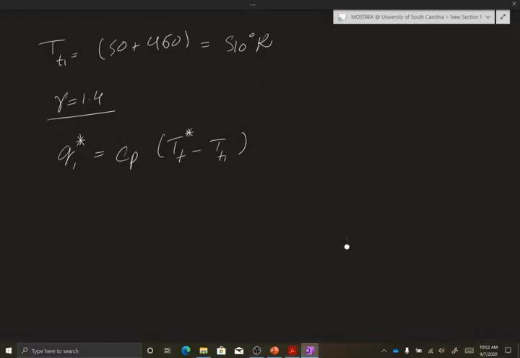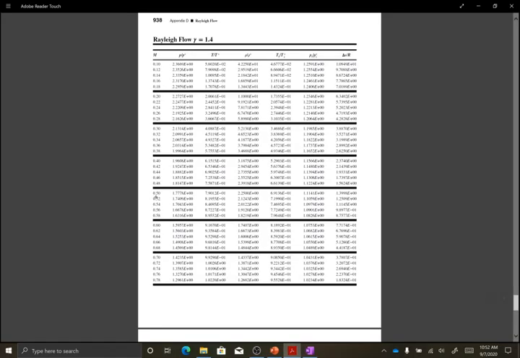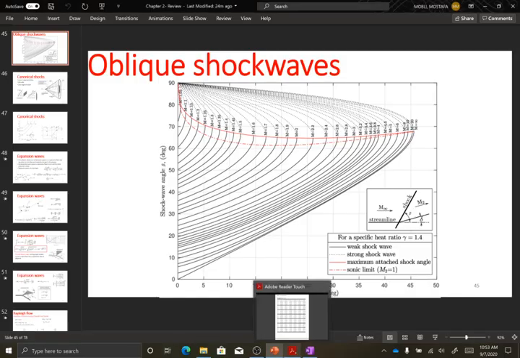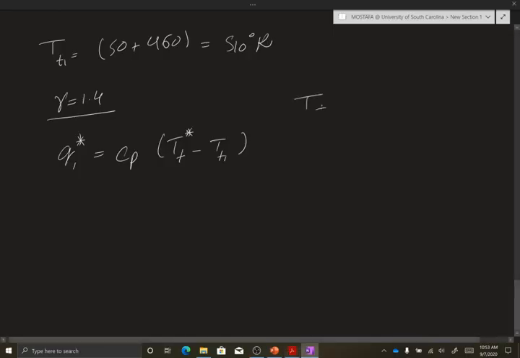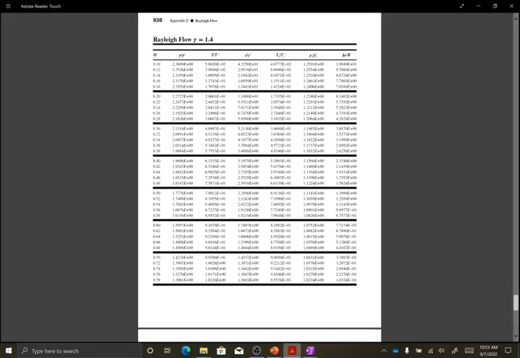Okay, and let's go back here. For Mach equals 0.5, your total temperature ratio is 0.69136.